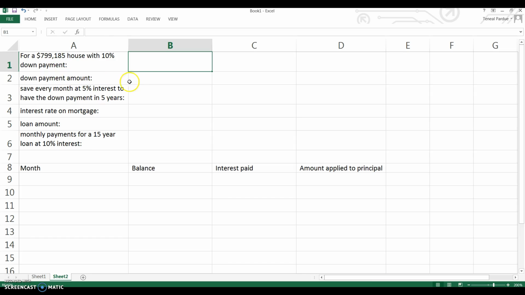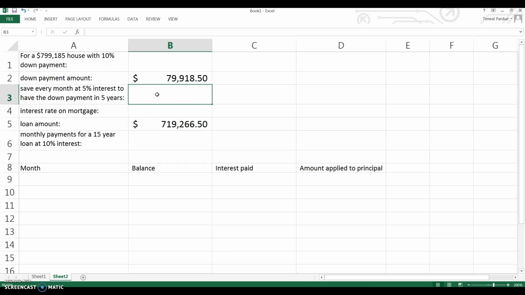So in that problem, the down payment amount would be $799,185 times 10%, so times 0.1. So that's going to be the amount that you'd make for the down payment, and that would mean that the loan amount would be $799,185 minus the down payment amount. So that's going to be the loan amount.